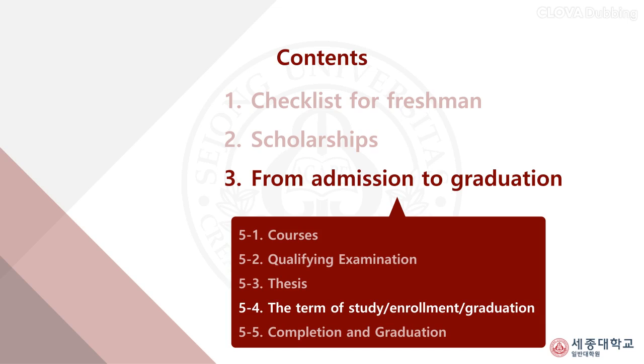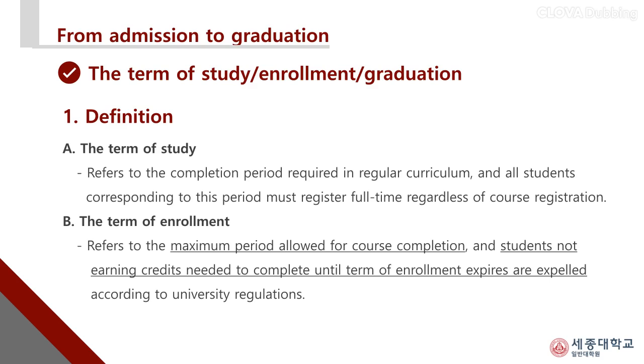Now, let's talk about the term of study, term of enrollment, and term of graduation. We briefly mentioned these earlier, but since they might be unfamiliar, let's go over their definitions. First, the term of study refers to the required registration period for completing a regular academic program. Even if you finish all your coursework early, you must remain officially enrolled for the full term of study. Next, the term of enrollment is the maximum period allowed to complete your coursework. In other words, you must earn all required credits within this period. If you exceed this limit, you will be expelled according to university regulations.